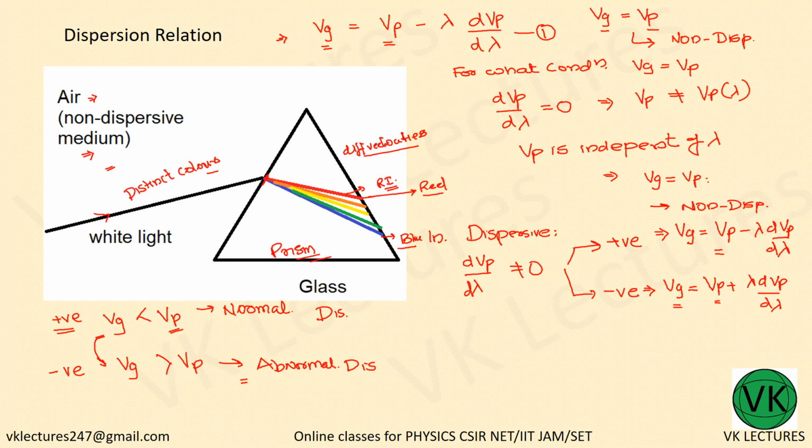And when moving from medium 1 to medium 2, the only thing that does not change is frequency. Rest everything will change. The only thing that does not change when light moves from a dispersive medium to a non-dispersive medium is the frequency. Even the wavelength would change.